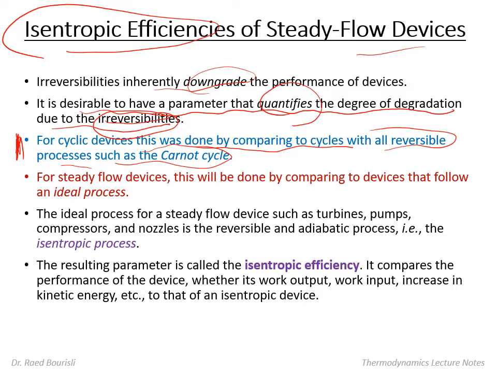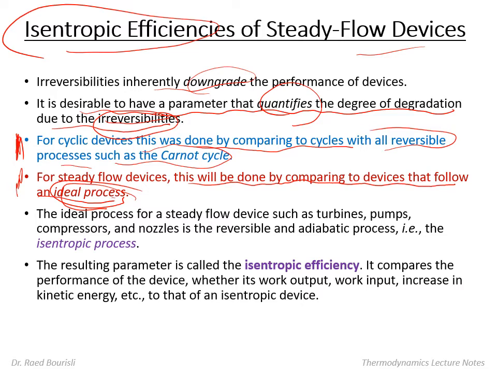For steady flow devices, I don't have such a thing. This will be done for steady flow devices by comparing the devices that follow the ideal process. What is the ideal process? I have an actual turbine. I want to compare it with something with the best possible turbine. Well, this is the ideal turbine.